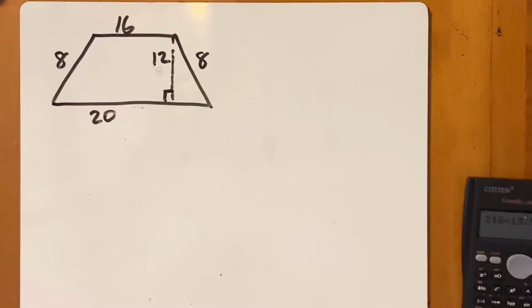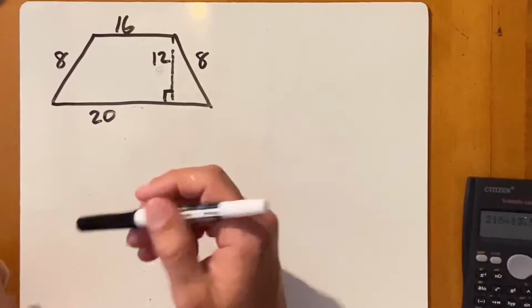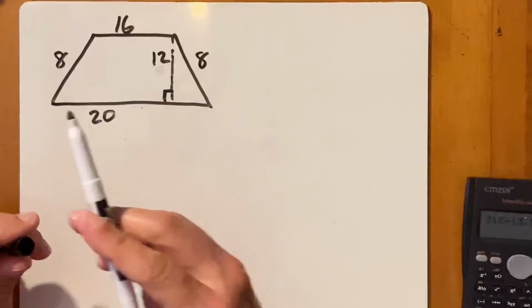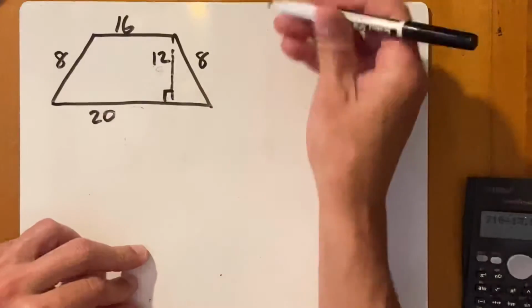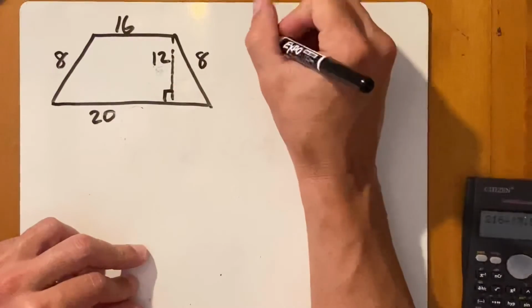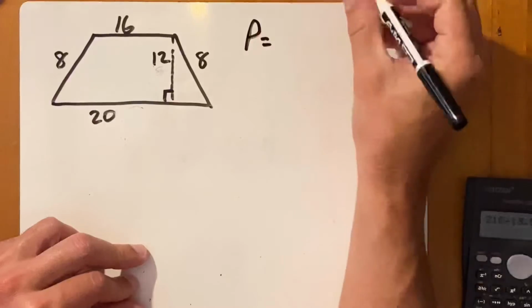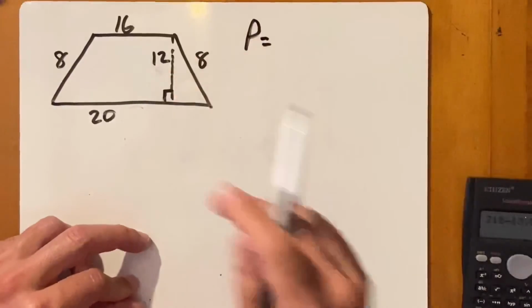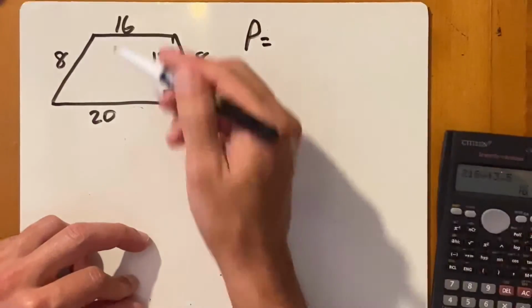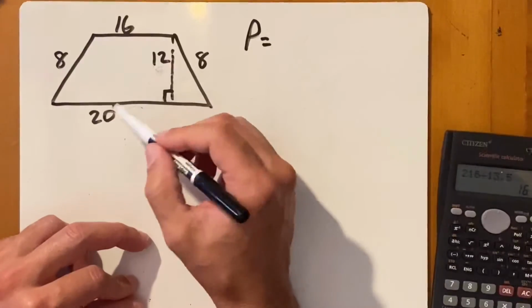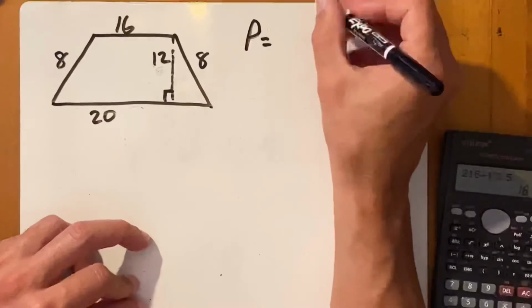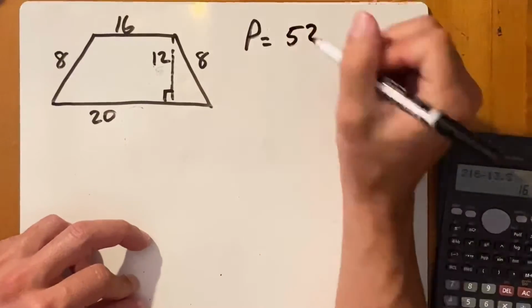Now let's take a look at the perimeter and how it's affected for this trapezoid. So again, just making these numbers up. Remember, perimeter, we're just adding all the sides. So the original perimeter is going to be 16 plus 20, which is 36, plus another 8 and 8, so 36 plus 16. So we end up with a total perimeter of 52.